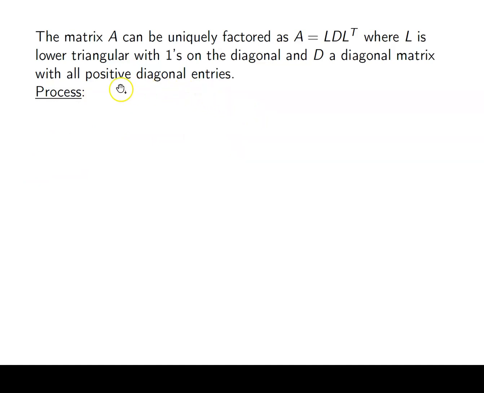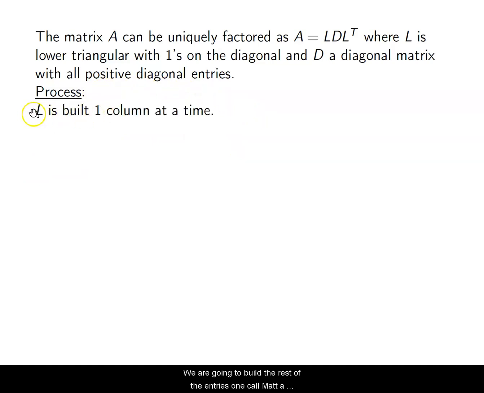Okay, we are going to build the rest of the entries one column at a time. So we know that whatever entry we're on for the main diagonal is going to be 1. Anything above that will be 0. Then we're going to talk about how we're going to fill the stuff below the main diagonal. That's what the process is all about. And again, we do that one column at a time, right?